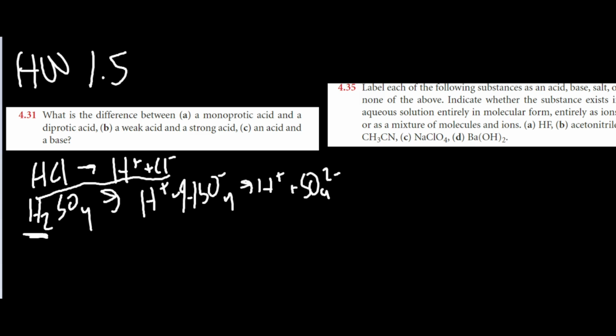A weak acid doesn't want to break up as much, doesn't want to ionize as much, but it still will ionize, just not as much. And a strong acid will completely ionize. Everything will be gone. All right, now part C, an acid and a base. So an acid is a proton donor, and a base is a proton acceptor.